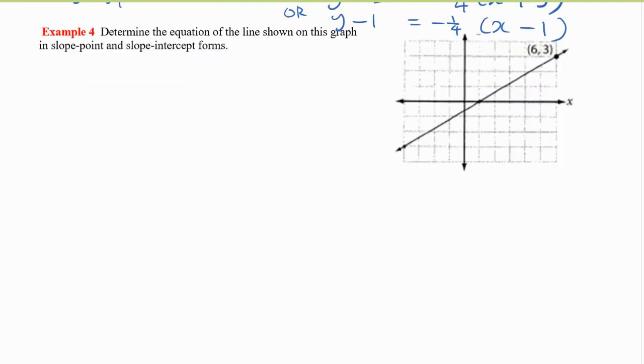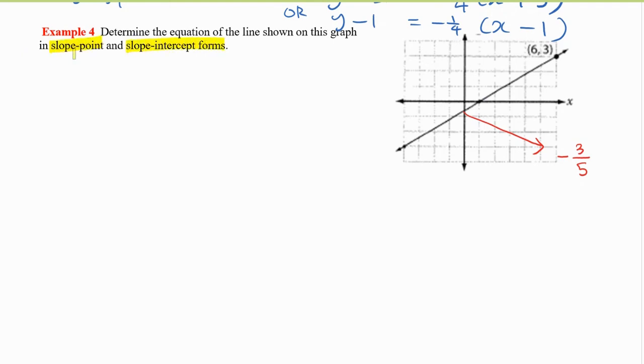Okay, example 4. We're going to find the slope point form and slope intercept form using this graph. Okay? Before we start, I forgot to write the y-intercept here. So this is negative 3 over 5. This is my mistake, I forgot to write it. So negative 3 over 5 is the y-intercept. So we're going to find the slope point form and slope intercept form.